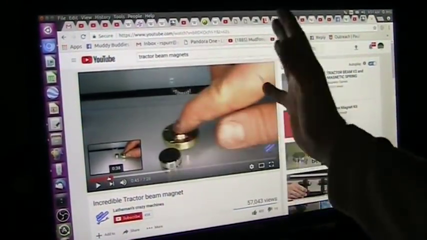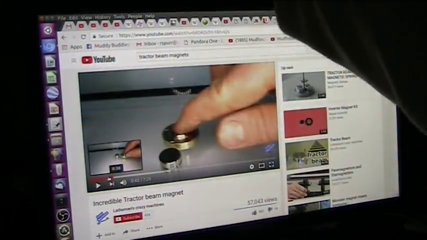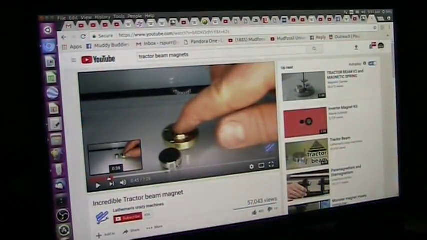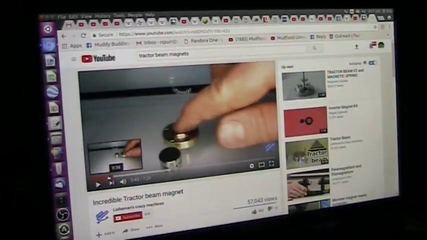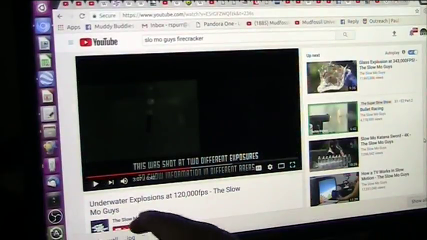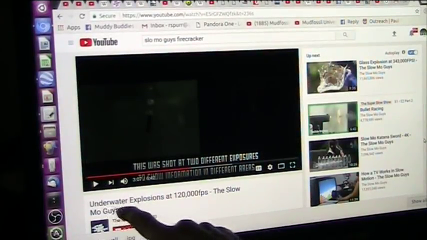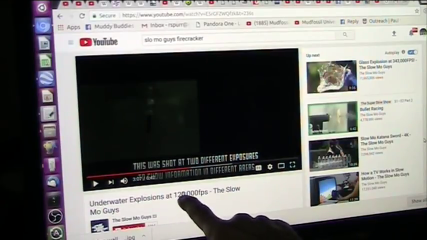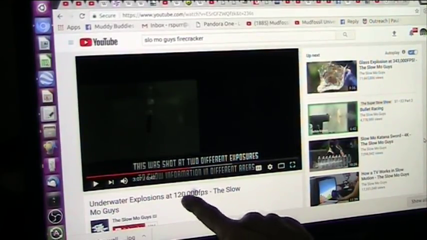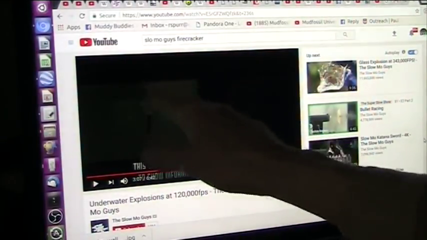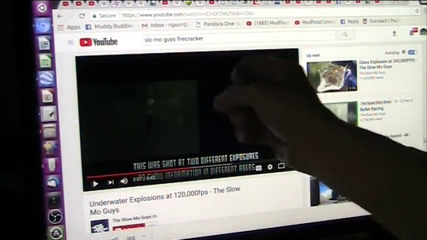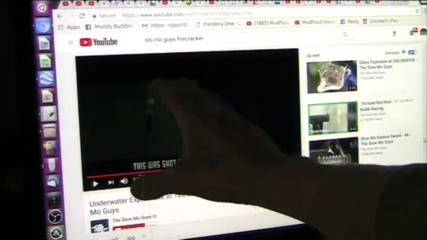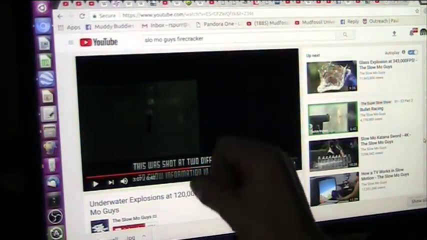The negatives are gone. That's what causes the rising of atomic bombs. Okay, these are the slow-mo guys, and this is an underwater explosion at 120,000 frames every second. 120,000 times a second. They're taking pictures. So we are seeing this evolve slowly, but we will watch.